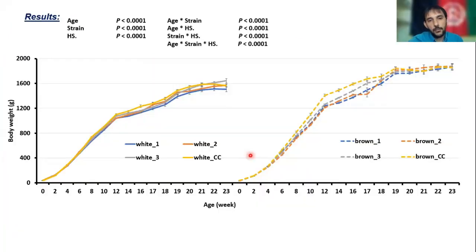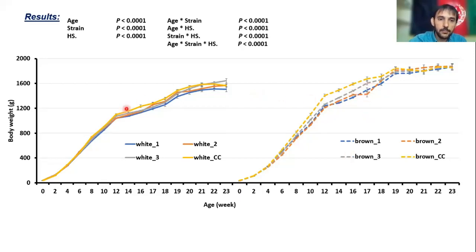The results from the body weight of the birds show that our housing system strongly affected the body weight of the birds. As we see here in the yellow line, in both strains, the white strain as well as the brown birds, the conventional cages had the higher body weight compared to the aviary systems. Furthermore, we had a higher body weight in aviary style 3, which was an open concept, in brown birds.